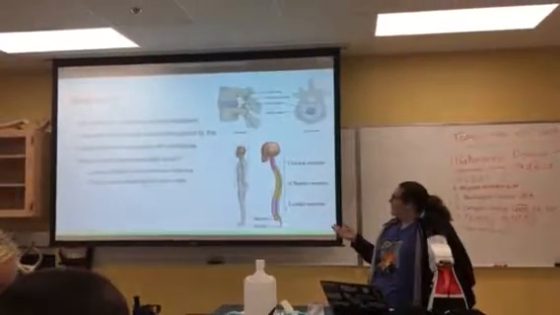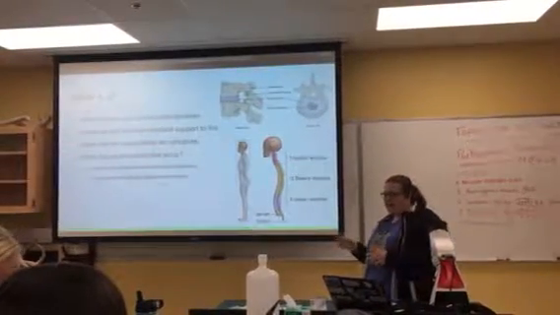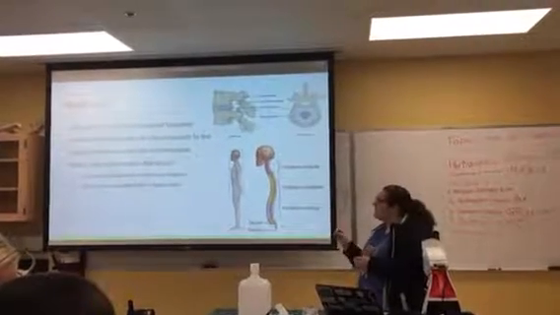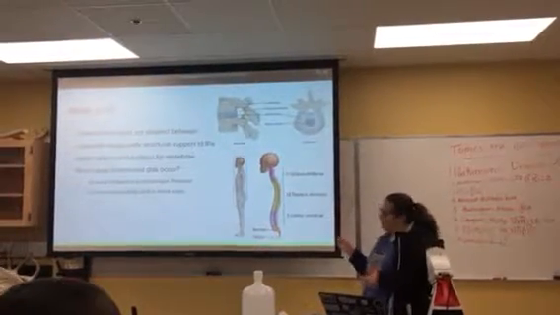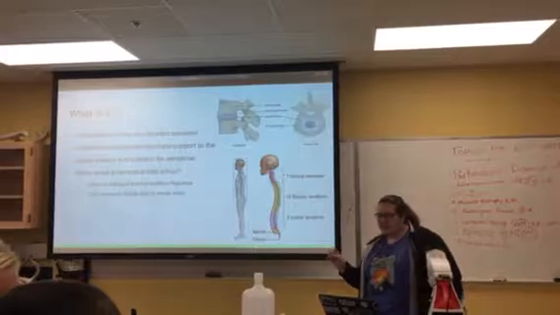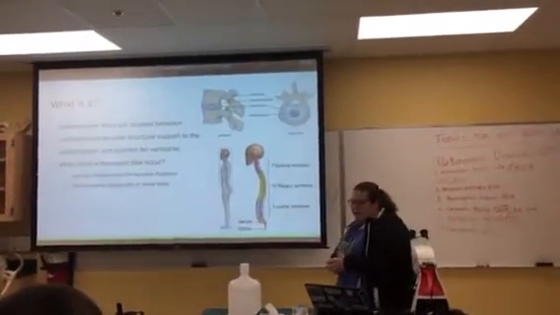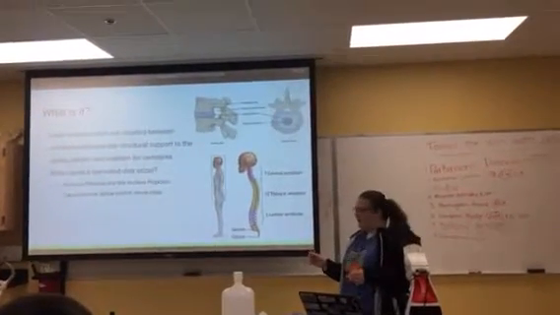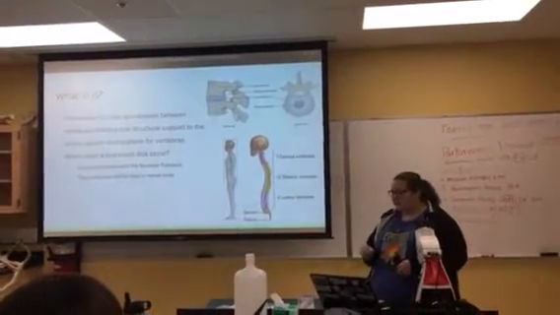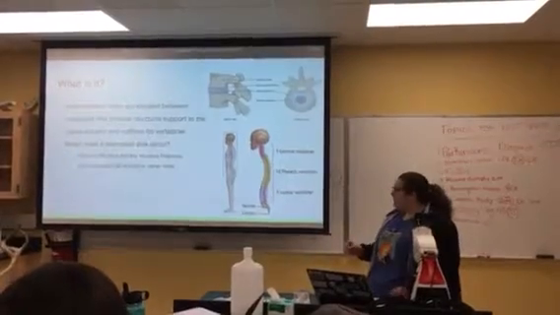So in biology, we talked about the structure of the spine, and you have the vertebra, and then you also have the intervertebral discs in between. And this is composed of two layers. The outer layer of the disc is called the annulus fibrosus, and it's a tough fibrous layer. And then the inner portion is softer and spongier, and it's called the nucleus pulposus.